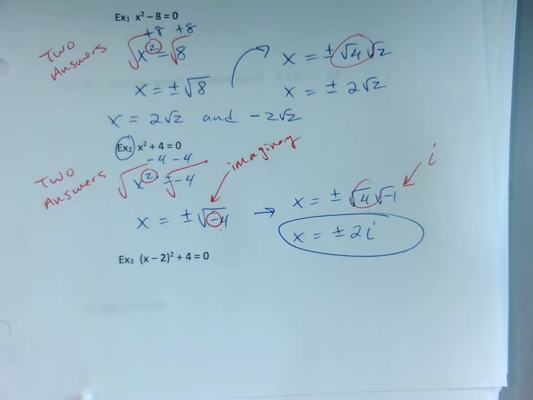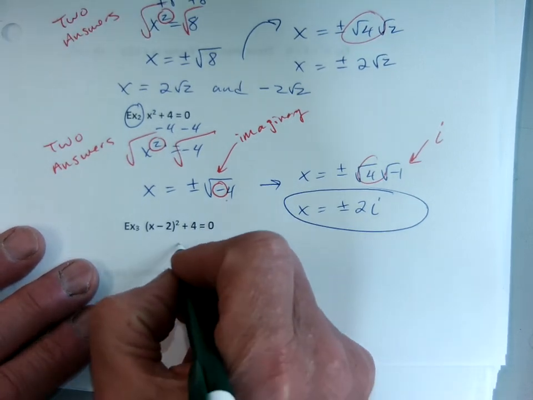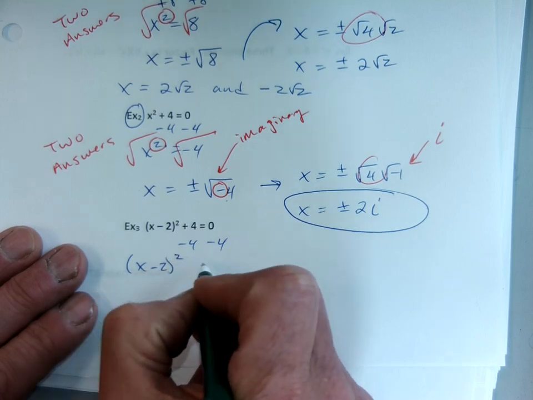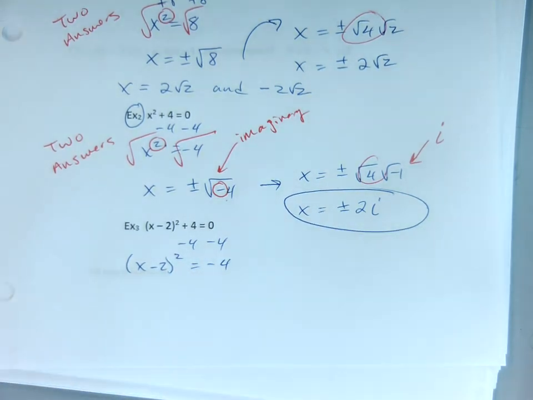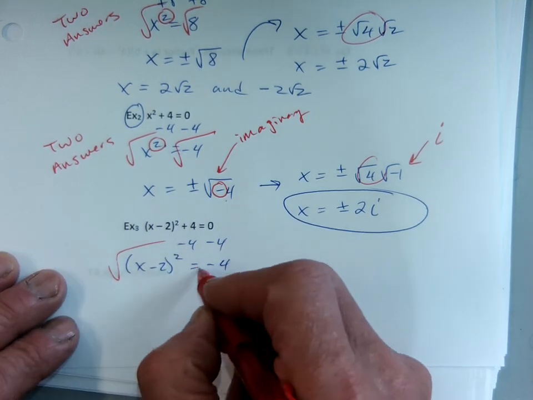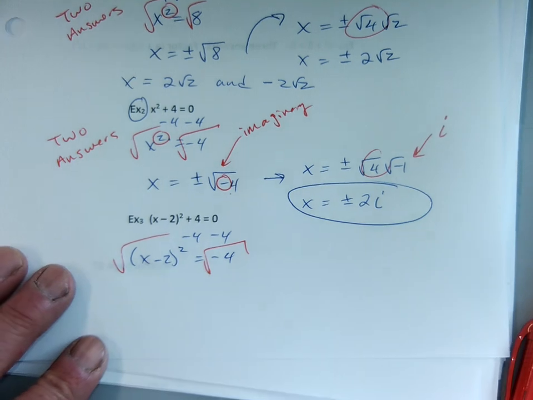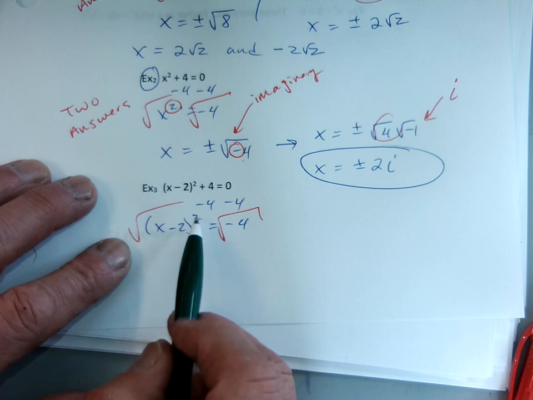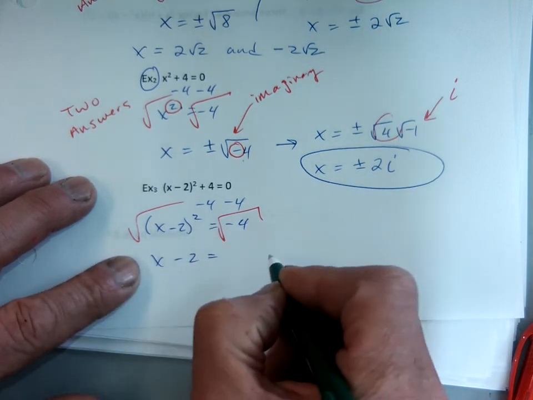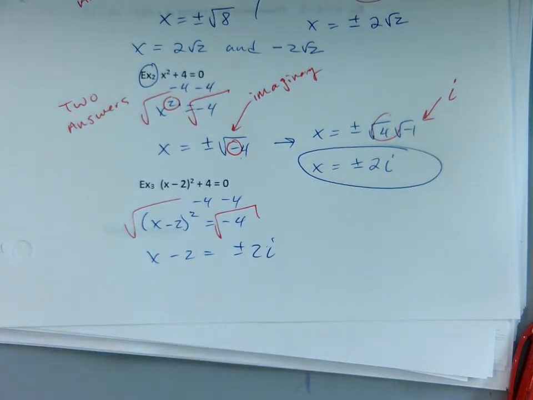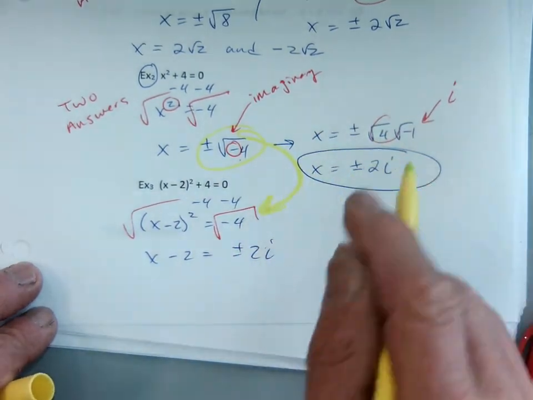Okay, ready for example 3? Same thing. Example 3, let's go minus 4 minus 4. I'll have parentheses x minus 2 quantity squared equals negative 4. Square root, okay. I'm going to have, I took the square root to eliminate the square. So I'll have x minus 2 equals, well, we already know this is plus or minus 2i. I know that because right here I just did it, right? Yes.